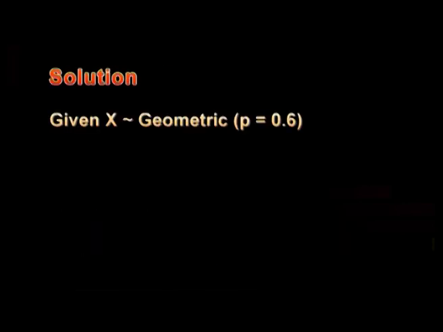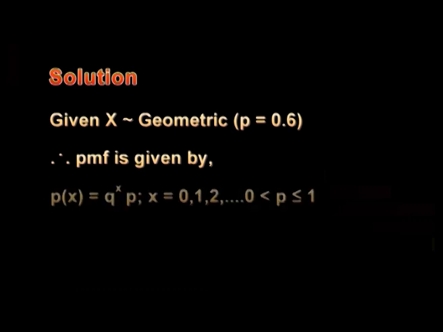Given x follows geometric distribution with parameter p is equal to 0.6, therefore the probability mass function is given by p of x is equal to q power x into p, where x takes the values 0, 1, 2, etc. and p lies between 0 and 1. This is equal to 0.4 power x into 0.6.